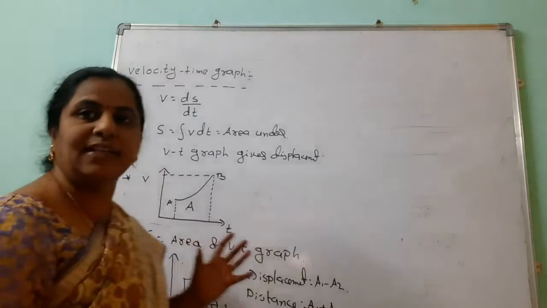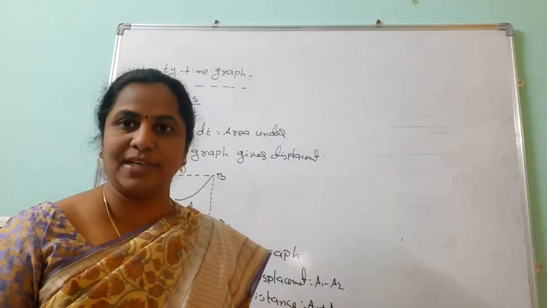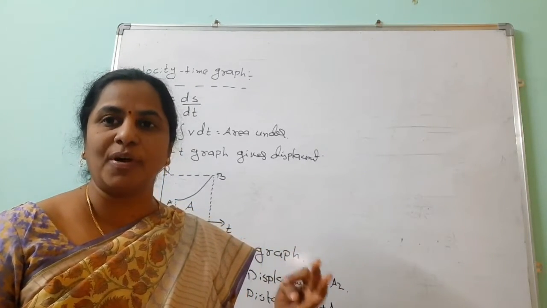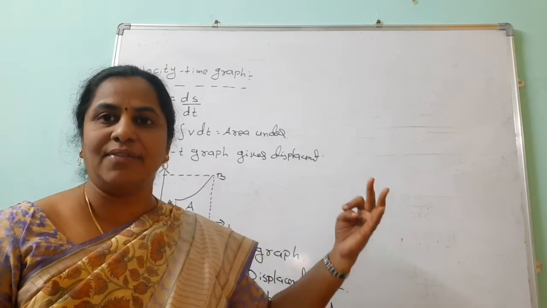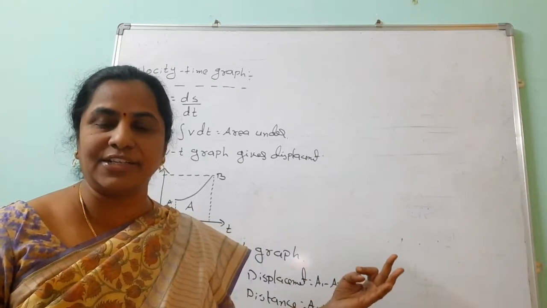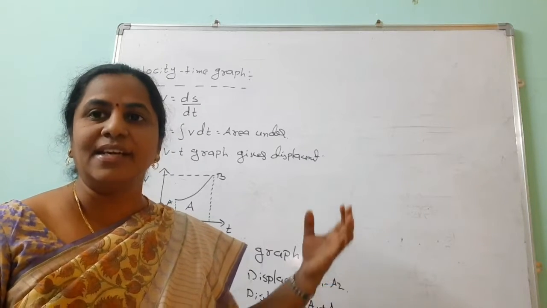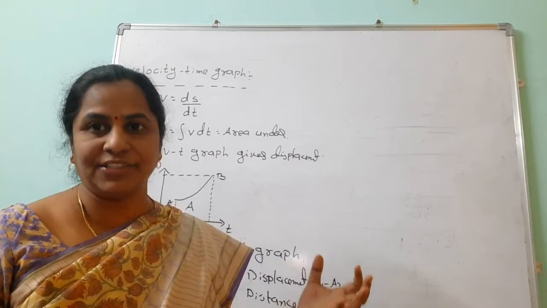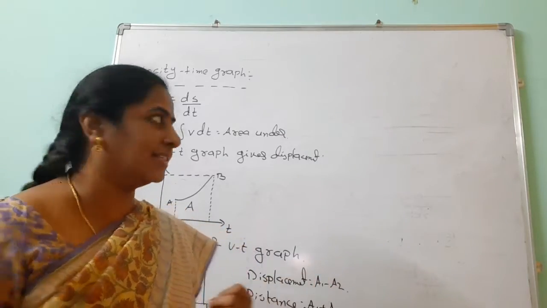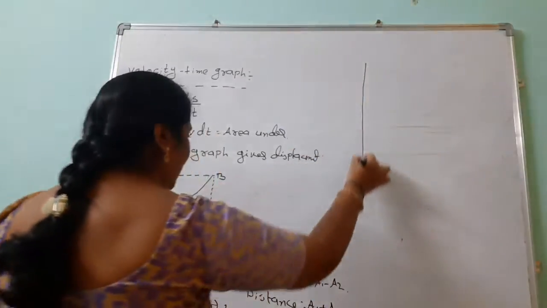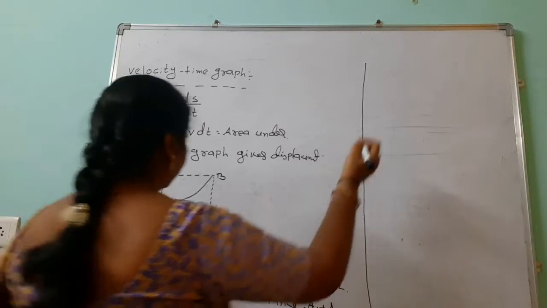So the velocity time graph gives the displacement and distance, and the slope of the velocity time graph gives the average acceleration. And the acceleration at a particular instant is called the instantaneous acceleration. The tangent of the velocity time graph gives the instantaneous acceleration.